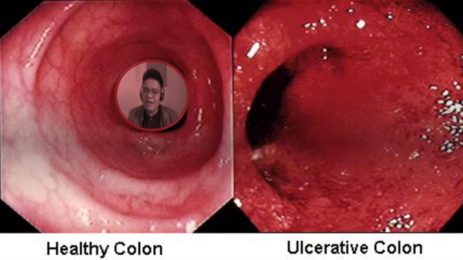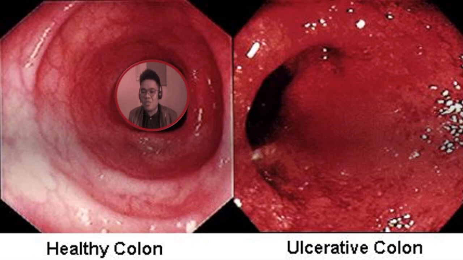Then this is a comparison of a healthy colon and an ulcerative colon. So if you can see the picture surrounding this video of mine, this is a healthy colon. But if you look at the colon with ulcerative colitis, you can see that the lining is very red, and as if there is swelling or inflammatory processes ongoing there. So that's how you would differentiate a healthy colon and an ulcerative colitis.